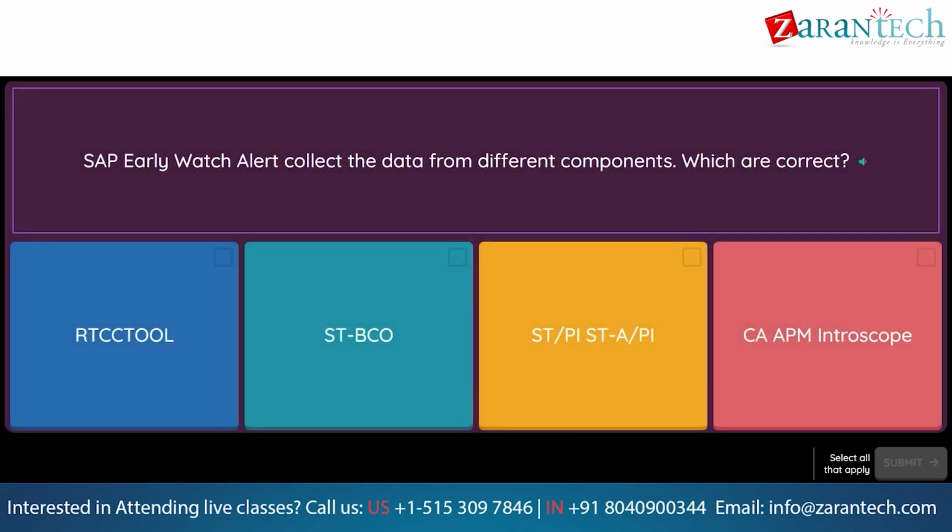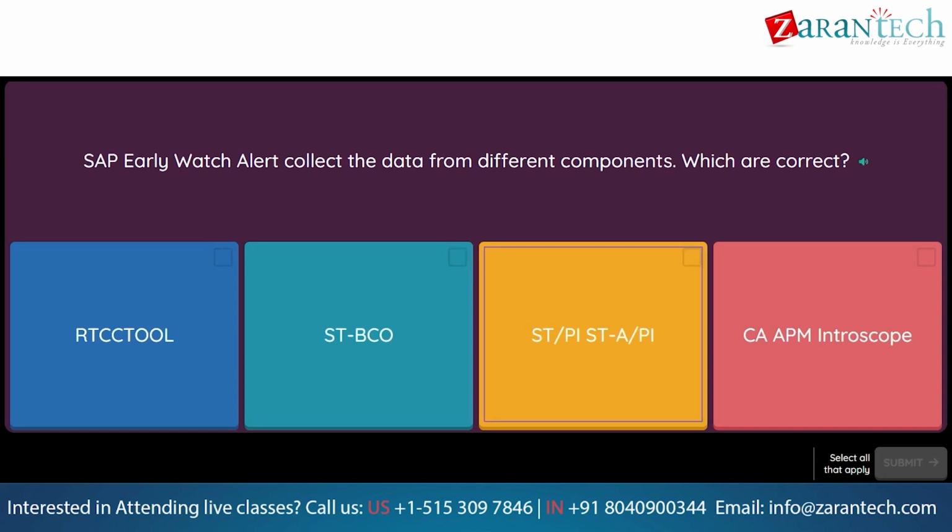Question: SAP Early Watch Alert collects the data from different components. Which are correct? Option 1 RT tool. Option 2 STBCO. Option 3 ST/PI STA/PI. Option 4 CA APM Introscope.